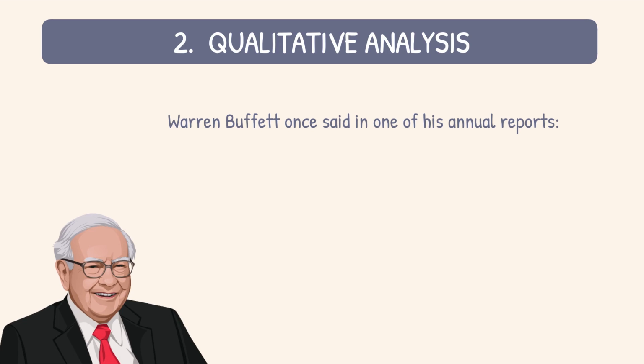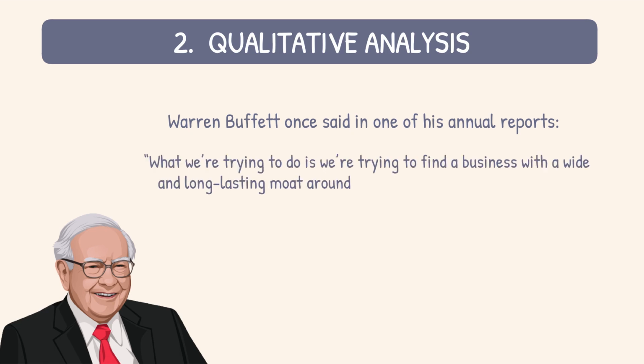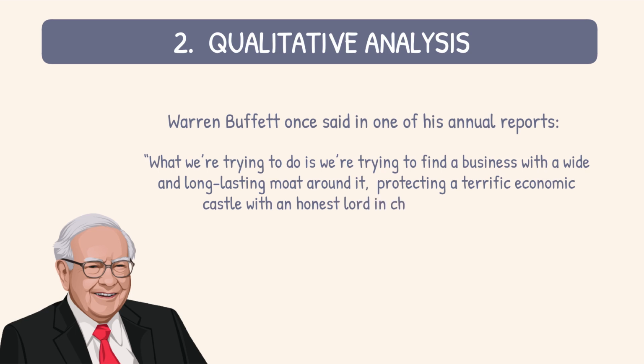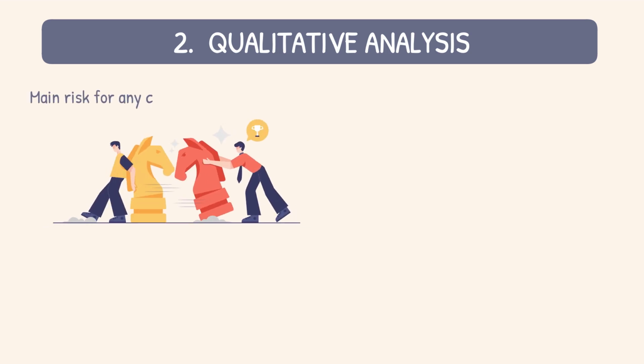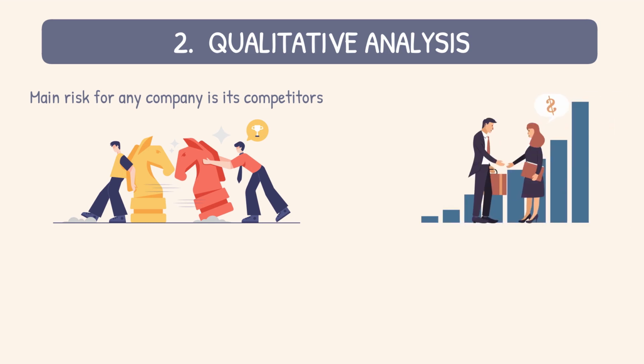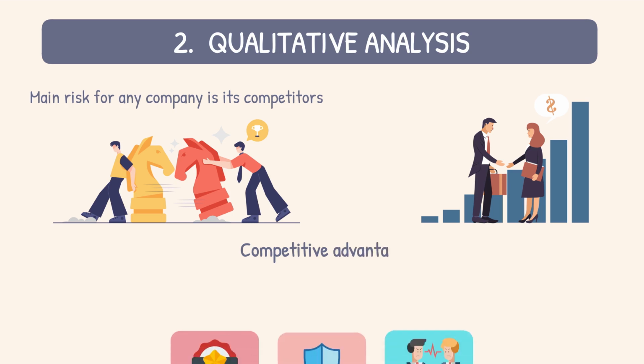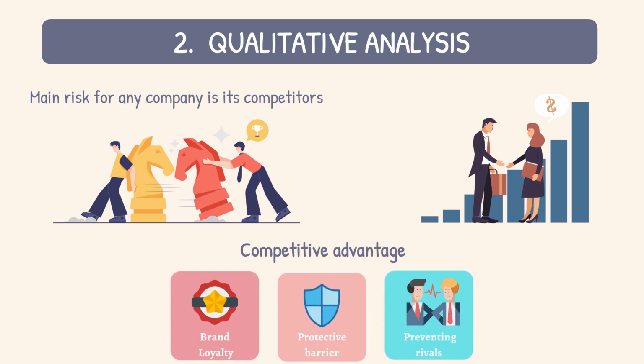Warren Buffett once said in one of his annual reports, "What we're trying to do is we're trying to find a business with a wide and long-lasting moat around it, protecting a terrific economic castle with an honest lord in charge of the castle." The main risk for any company is its competitors, who try to take away its customers and profits. A perfect company has a competitive advantage that acts like a protective barrier, preventing rivals from stealing its market share. The wider and stronger the advantage, the safer the company is from potential threats.